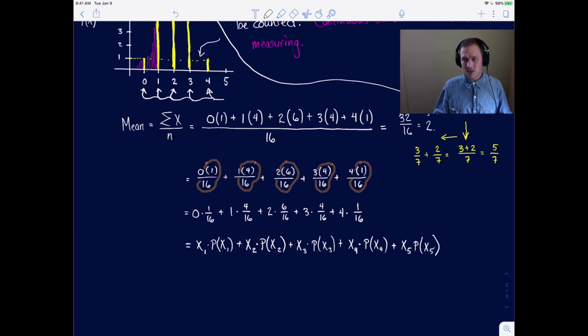Wow, we've just done it. We've figured out how to write the mean for a probability distribution. And what it is, and this is the general notation, it's the sum of the x's times their associated probabilities. And that is how we can find the mean of a probability distribution.